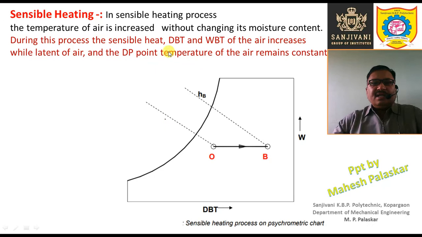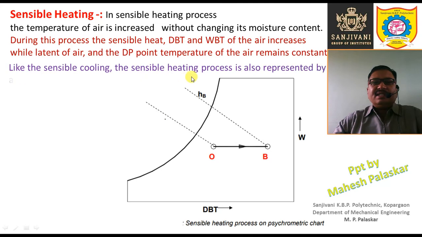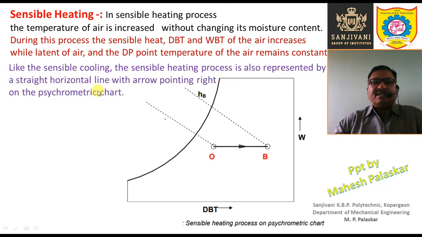So here during the sensible heating process, dry bulb temperature is increased, wet bulb temperature is increased, but the latent heat is not increased. Latent heat remains constant. The dew point temperature of the air also remains constant because the horizontal line represents the constant dew point temperature also. Like the sensible cooling, the sensible heating process is also represented by a straight horizontal line with the arrow pointing right on the psychrometric chart. Okay. So this is how the sensible heating process is represented on the psychrometric chart.